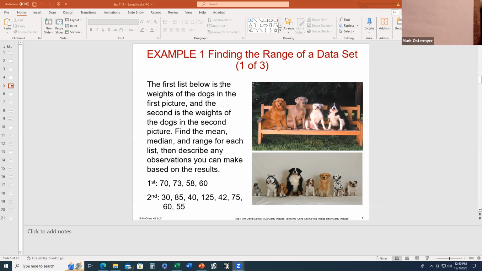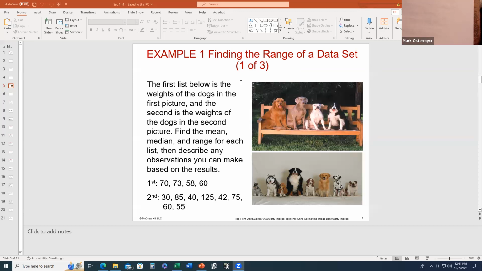All right, but nonetheless, let's see if we can compute the range of some data sets here. The first list below is the weights of the dogs in the first picture, and the second is the weights of the dogs in the second picture. Find the mean, median, and range for each list, then describe any observations you can make based on the results. So the first list consists of the weights of these dogs in pounds. The second list consists of the weights of all these dogs in pounds.